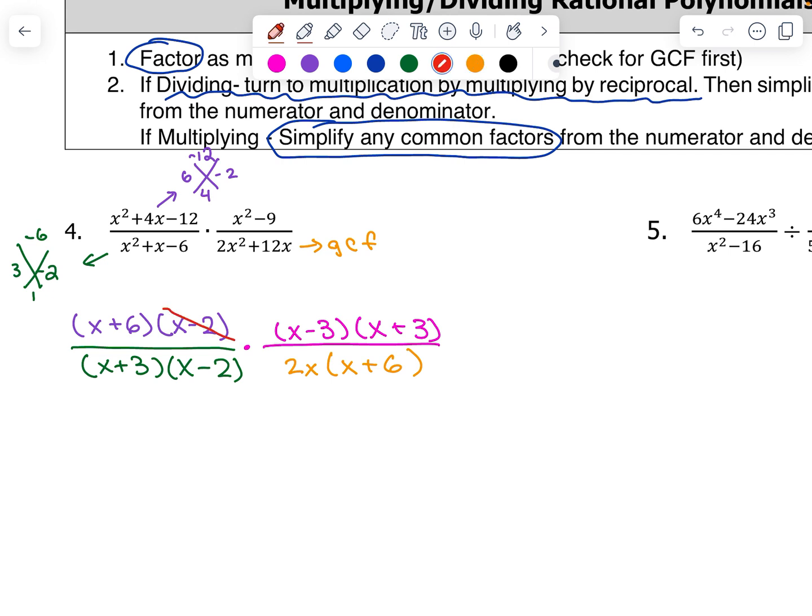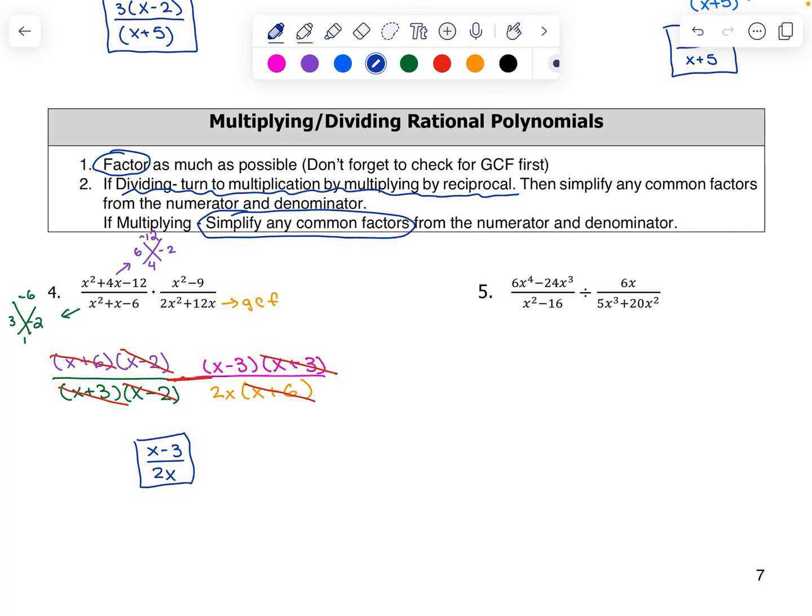So anything with the top and the bottom, x minus 2 and x minus 2. Because you're multiplying and you multiply straight across, it's kind of like they're on the same line. So as long as the top has it and the bottom has it, the numerator and denominator, you can cancel and cancel. Cancel and cancel. So really, all that we're left with in this problem is an x minus 3 over a 2x. Done.